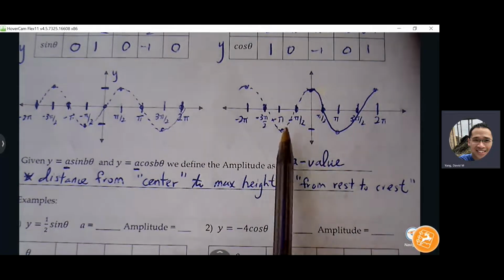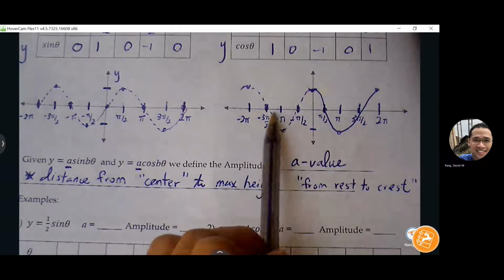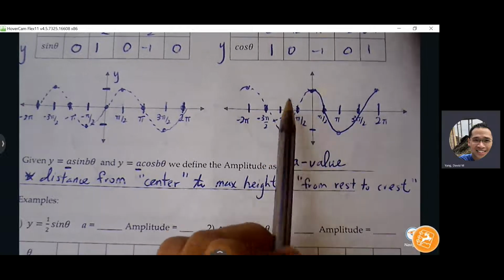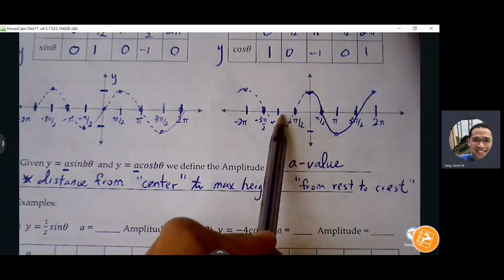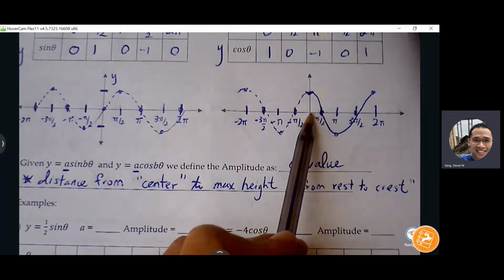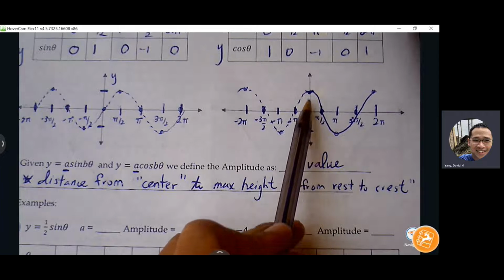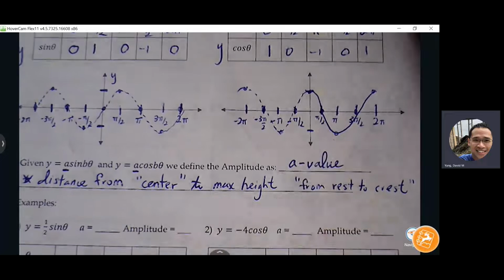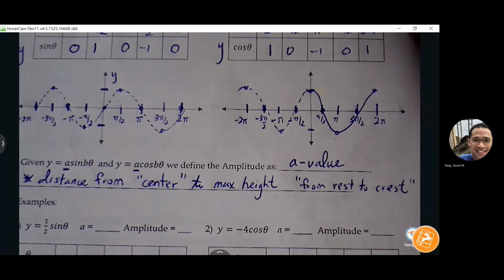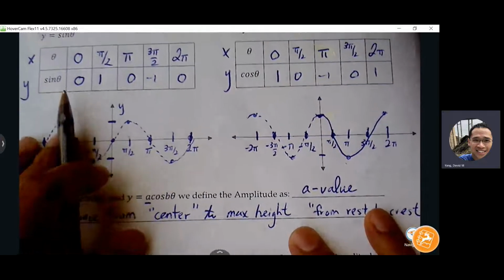What about for the cosine graph? The center is at 0, right? If you look at the center of your graph, it's at 0 in terms of the y value. From the center to the max height is 1, and from the center to the minimum height is also 1. So we can say that for both these graphs, the amplitude is 1.